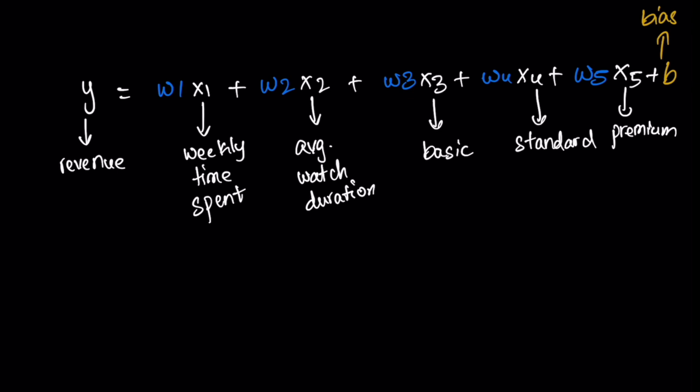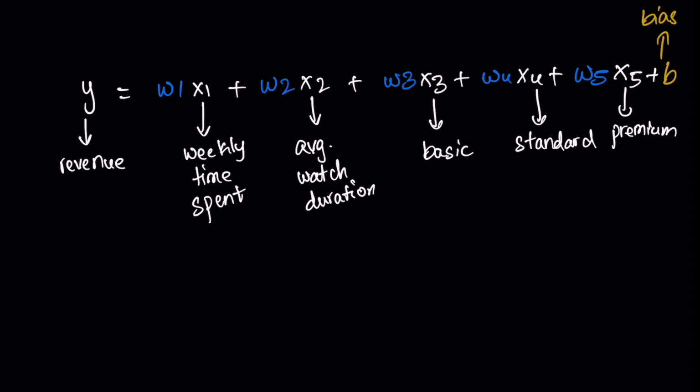So, what happened behind the scenes? A linear regression model is learning an equation of this form. Here's what each term means. Y is our target, which is monthly revenue in dollars. X1 is the weekly time spent with a weight W1 that shows how much an extra hour impacts the revenue. X2 is the average watch duration in minutes with its weight W2. X3, X4, and X5 are the one hot encoded plan indicators for basic, standard, and premium plans.